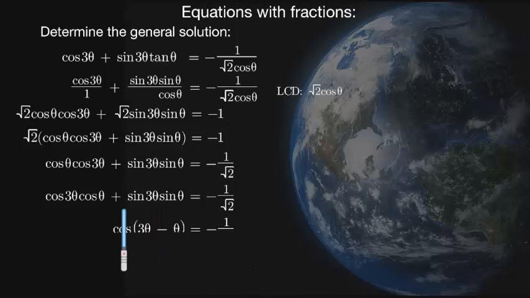So what do we do? We write cosine. Because this is a plus, well, this compound angle will have a minus. So we will write 3 theta minus theta. And there we go. So now we also know that 3 theta minus theta gives us 2 theta. So we have cosine 2 theta is equal to minus 1 over the square root 2. And there we go. Now we try and solve for this angle. Not theta yet, just the angle.